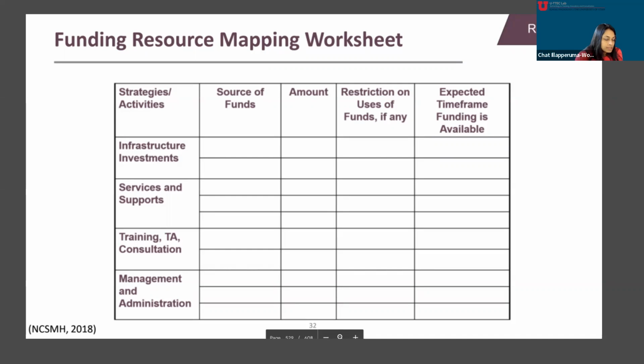What are those amounts? And of course, we know with different funds, there are certain restrictions. So what are those restrictions, if any? And when do you have to spend that money by? So pretty much, how long does the money last? This gives you an idea of when to target new funding opportunities, given how much you have right now. So you want to resource map your current funds.